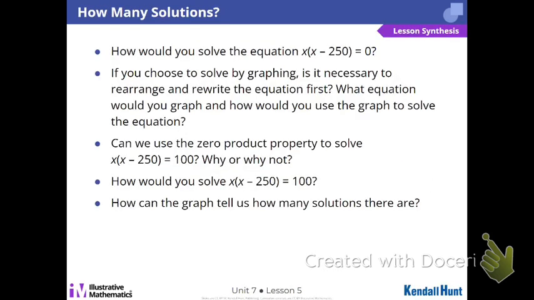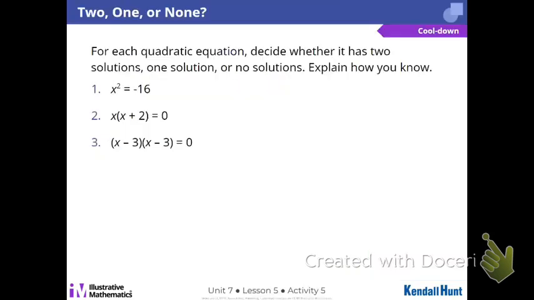You're going to try the cool down next. Here we go. Do it to it. On number 1, how many solutions? None. We can't square something and get a negative. If it was x squared equals 16, 2 answers. We can't take the square root and get a negative. Problem number 2, how many? 2. Yeah, 0 and negative 2. We have 2. And problem number 3? 1. Just one x-intercept of 3. There we go.